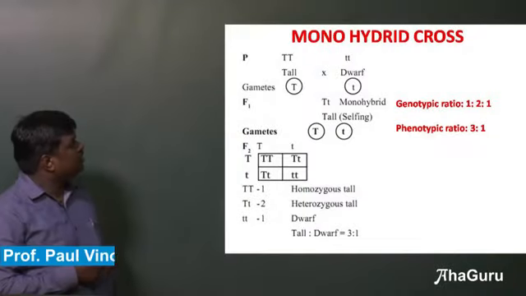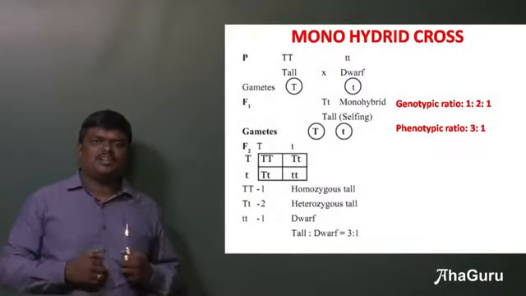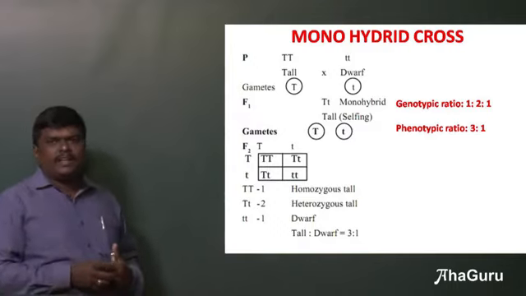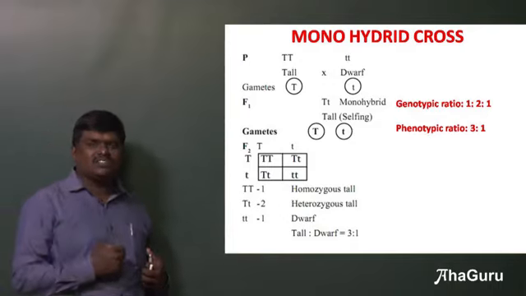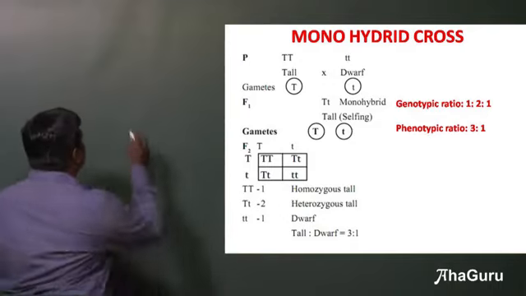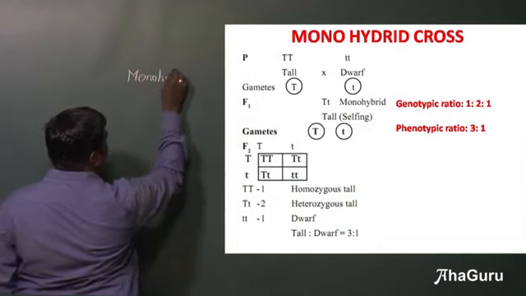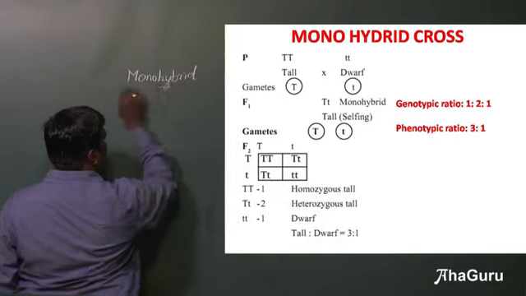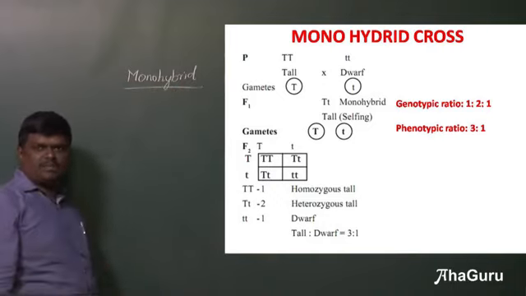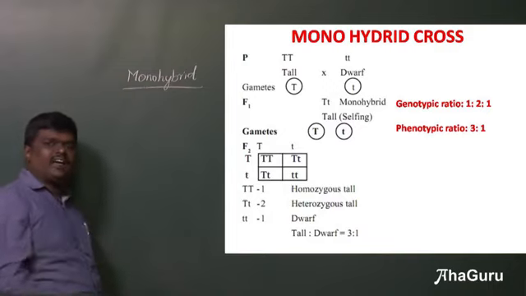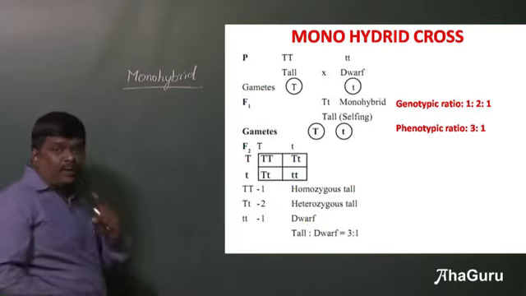The monohybrid cross. Gregor Mendel did a lot of experiments. That's called a hybridization experiment. In that, he did one particular important cross, called the monohybrid cross. The term mono refers to single. In the monohybrid cross, he selected only one pair of contrasting characteristics. He experimented on seven characteristics, and in that he took only one character.